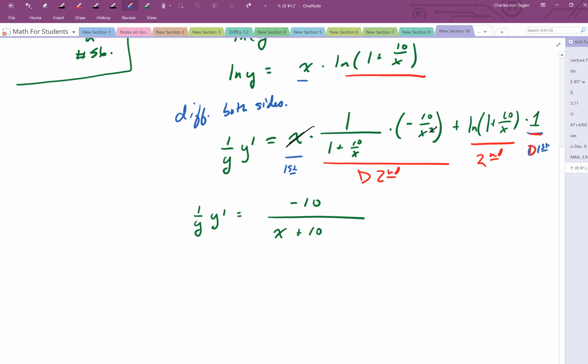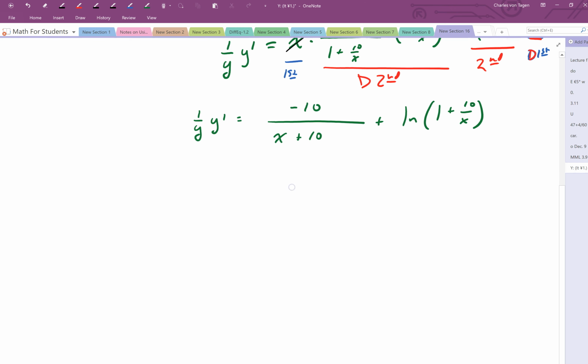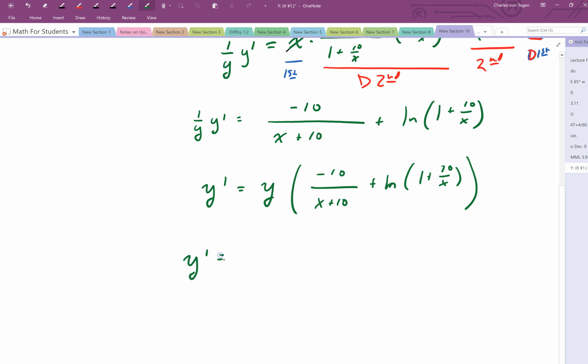Okay. So that's how the first factor simplifies, and that's actually pretty nice. And then the second one, there's nothing really to simplify there except for that 1, so you get 1 plus 10 over x. Okay. So now at this point it's similar to all the other logarithmic differentiation problems. I'm going to go ahead and take this y right here, multiply it over to the other side, and that gives us negative 10 over x plus 10 plus the natural log of 1 plus 10 over x. Okay. And then we can go ahead and back substitute what y was.